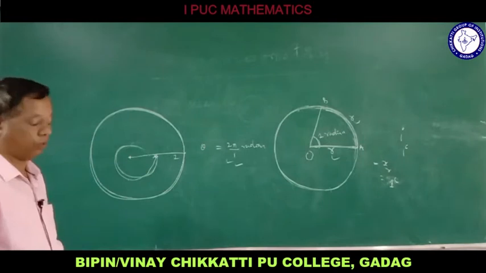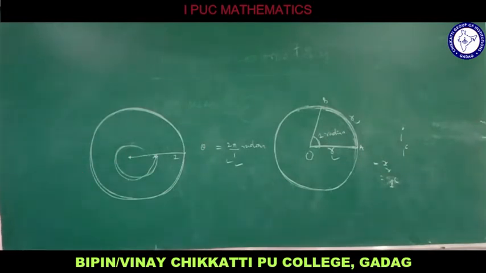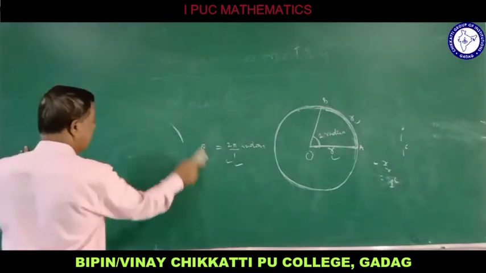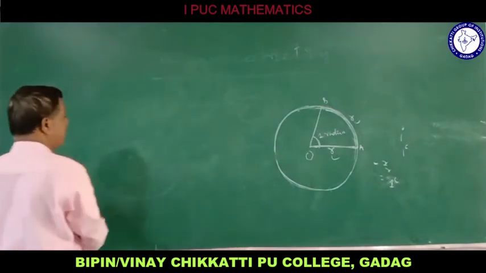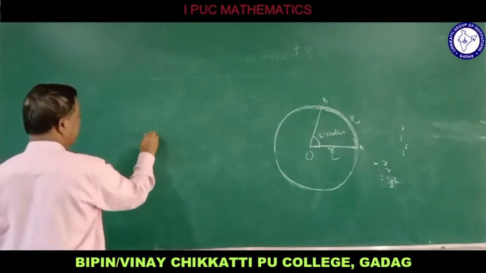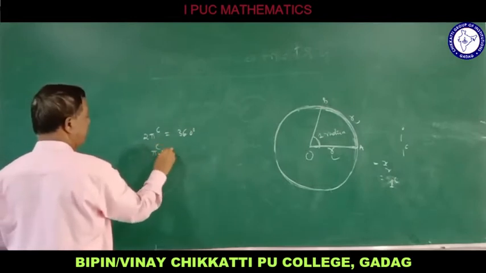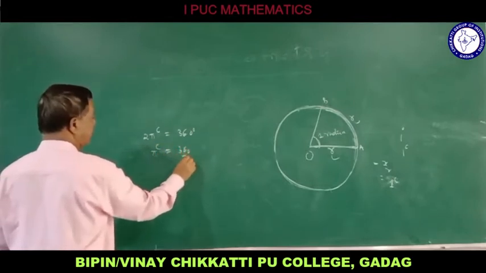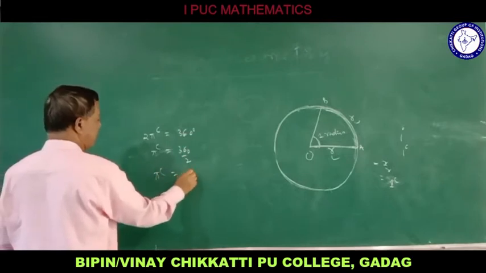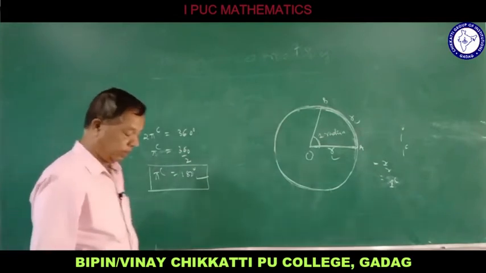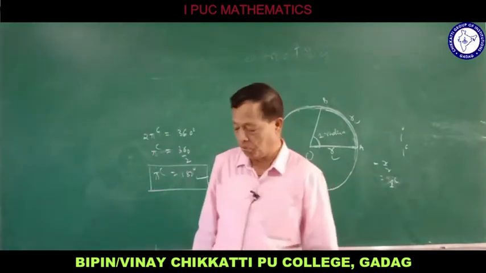So once again, understand that the angle subtended is 2 pi. And what is this angle subtended at the center of the circle? As you know from the previous standard, it is 360 degree. So 2 pi radian is equal to 360 degree. Pi radian is equal to 360 by 2. Pi radian is equal to 180 degree. Now we have to understand this definition. Pi radian is equal to 180 degree.